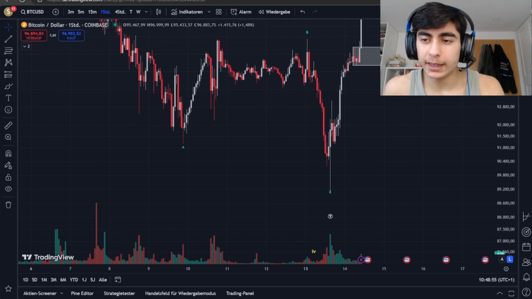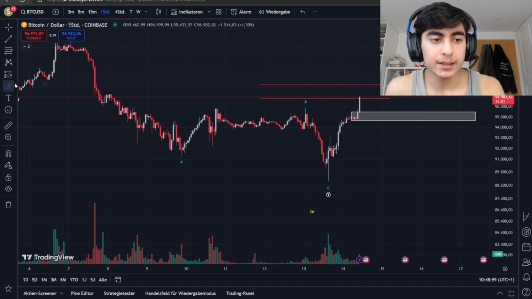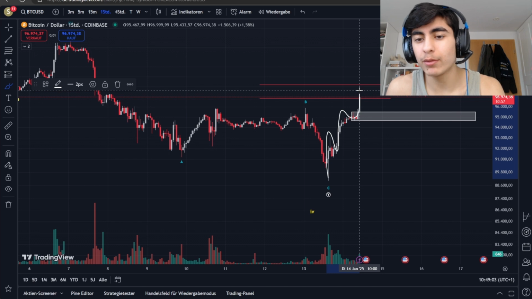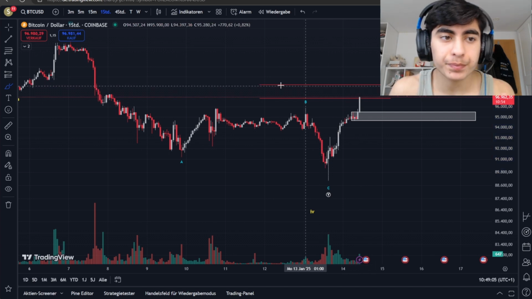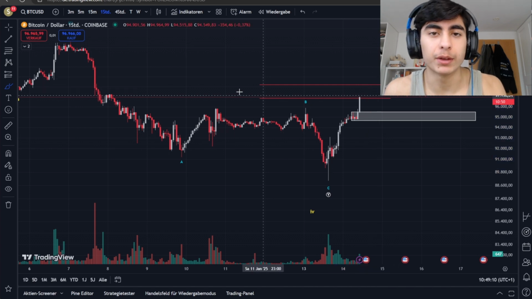So it is possible to count this as a wave C to the downside. And this as well can be counted as a 1, 2, 3, maybe this is a 4 and a 5 to the upside. So this could be wave 1 of the wave 5.